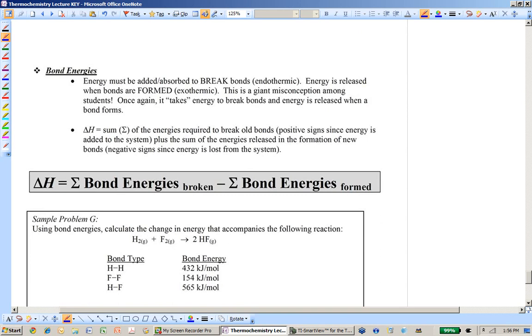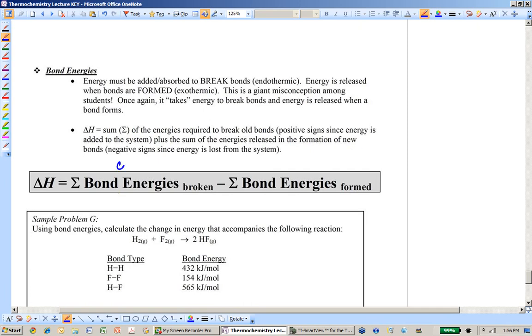You're going to break it apart, you're going to have to exert some effort in terms of energy. When something new is formed, energy will be released as a new combination is made. The thing is, you got to account for was more energy expended or was more energy released. That's the delta H. So this delta H is the sum, again with that big sigma, the sum of the energies required to break old bonds, which are all going to bear positive signs because you're adding energy into the system to break those bonds, plus the sum of the energies released, being a negative sign, in the formation of new bonds.